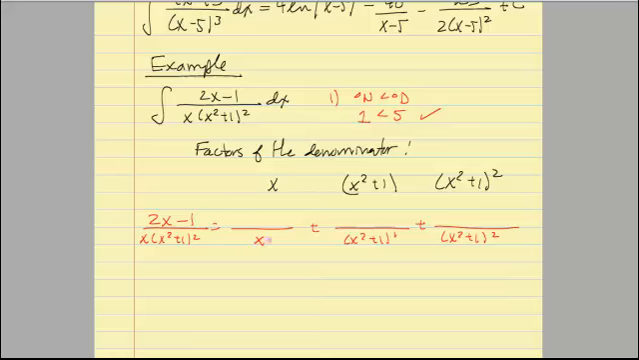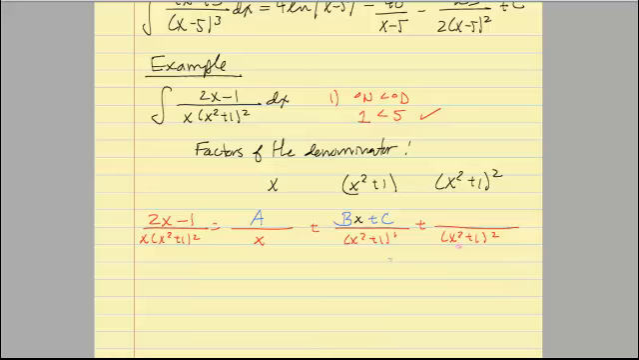This is a nice x. It's a nice linear term. Now if I have a linear base, I have a constant numerator. Now here, if we just look at the base, x squared plus 1, this is a quadratic base. If I have a quadratic base, I need a linear numerator. So I'll have a Bx plus C. So I'm going to be solving for A, B, and C here.